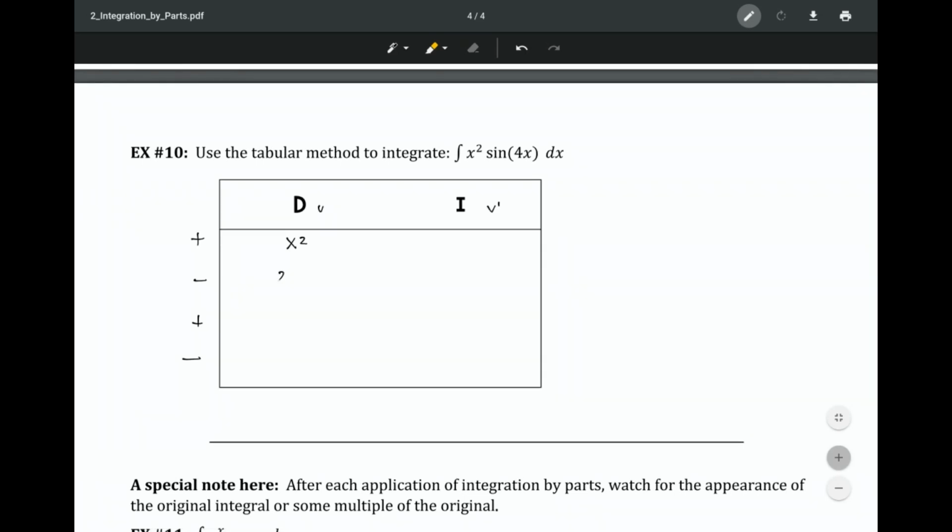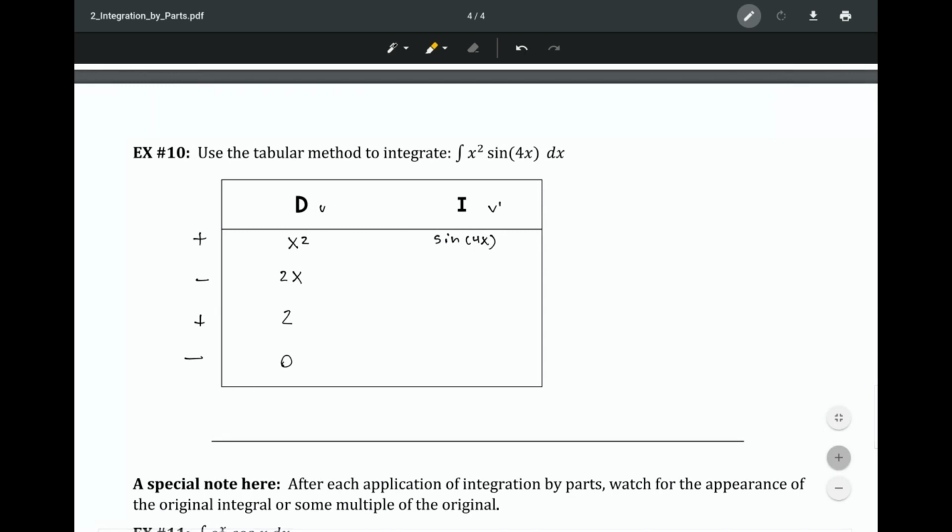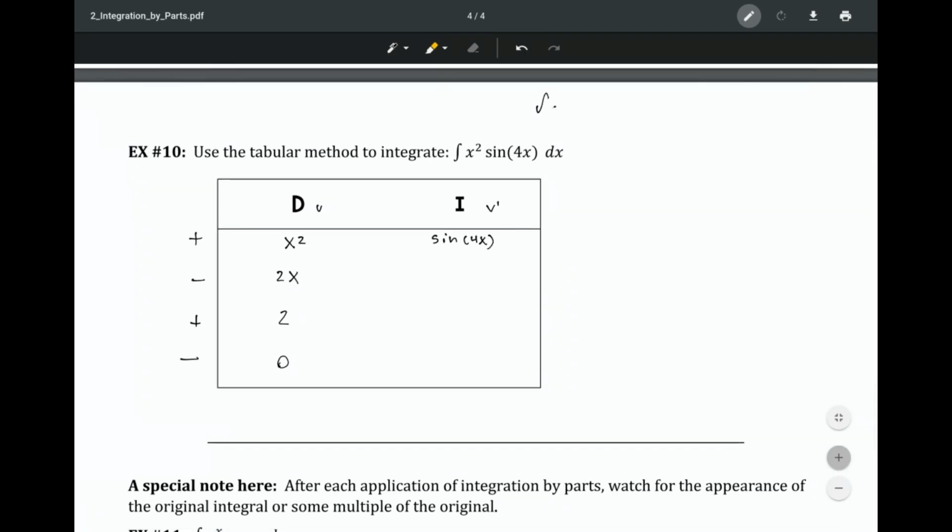if I take the derivative of that, I get 2x. If I take the derivative of that, I get 2. The derivative of 2 is 0. Now I'm going to pick sine of 4x to take the antiderivative of. If you want to take the antiderivative of sine of 4x, you can do u substitution. Some people, believe it or not, are able to do this in their head. I just happen to not be able to. So du is equal to 4dx. I do not need the 4, so I'm going to divide both sides by 4.